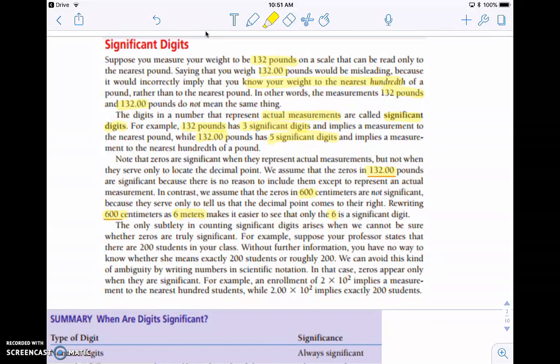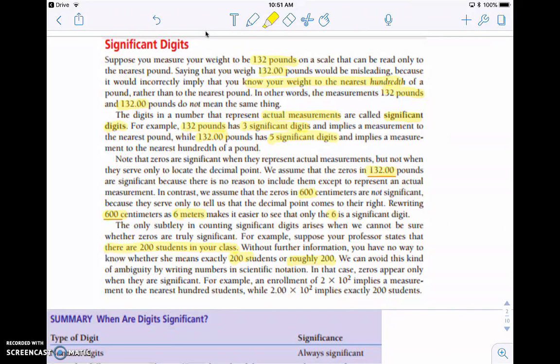Here's another example. If a professor says there are 200 students in your class, without any further information, you have no way to know whether the 200 is exactly 200 or roughly 200. So it's hard to say when someone just throws out the number 200.